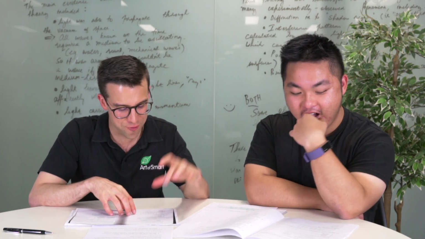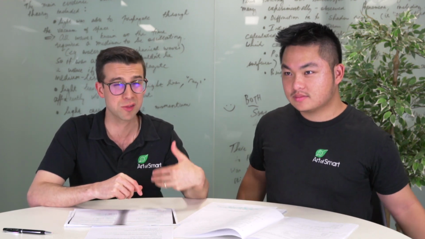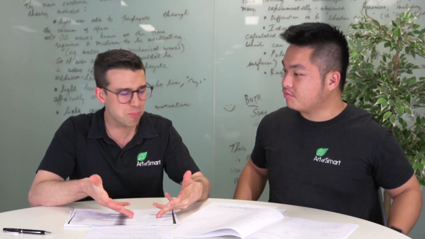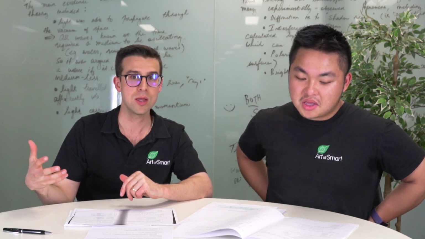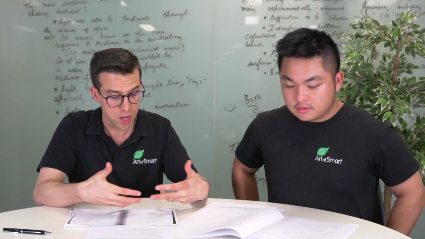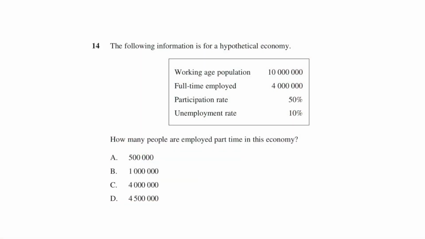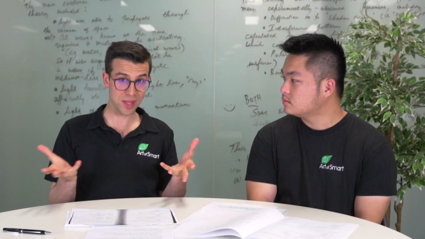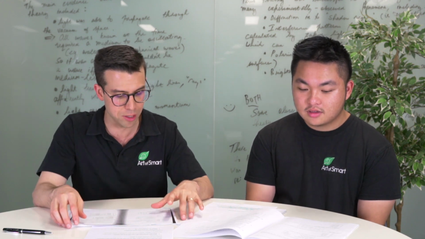So then question 14 was an interesting one, because I think 14 again shows the trend that we're seeing in this paper, and how they take stuff that's pretty well worn, like unemployment calculations, which whenever you get them are always in the same style and frame. They've thrown it in here, but it's actually quite a novel presentation. On question 14, they've given you working age population, full-time employed, participation rate, unemployment rate, and then they've asked how many people are employed part-time in the economy. So you haven't got that data, and you've got to use the data above to actually work it out, which is pretty cool. So how should students think about doing that?